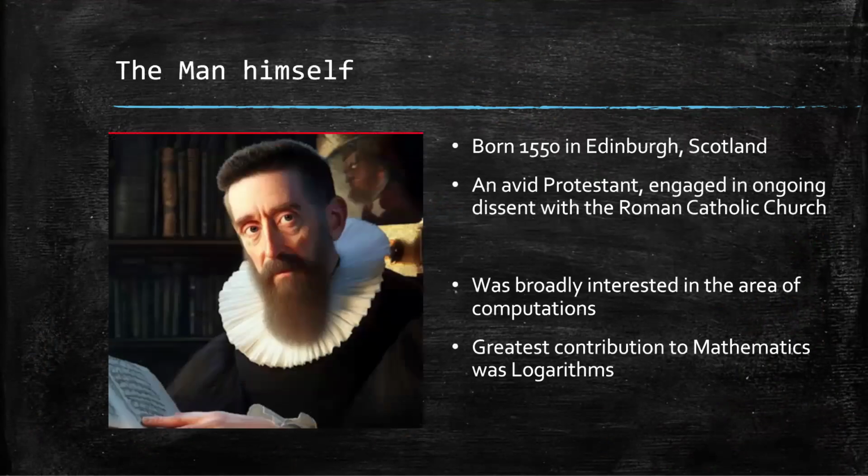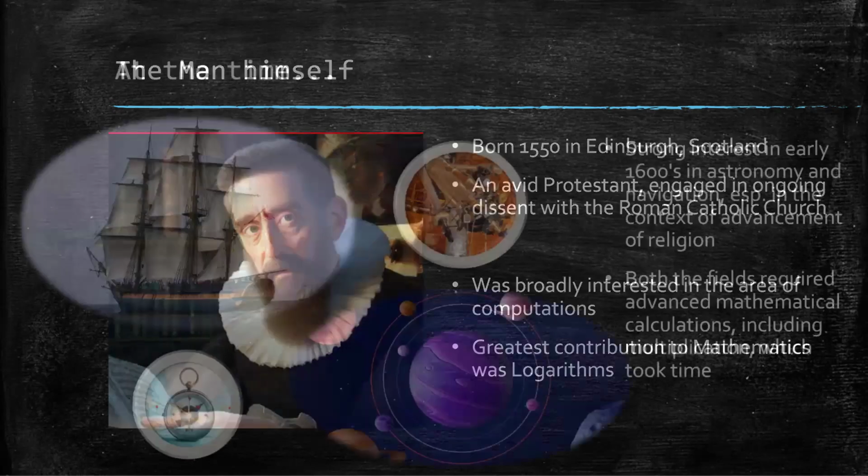So John Napier was born over 450 years ago in Edinburgh, Scotland. He was an avid Protestant and was engaged in ongoing dissent with the Roman Catholic Church, and he also pursued mathematics on the side. And apart from Napier's bones, his most famous invention in the field of mathematics was logarithms.